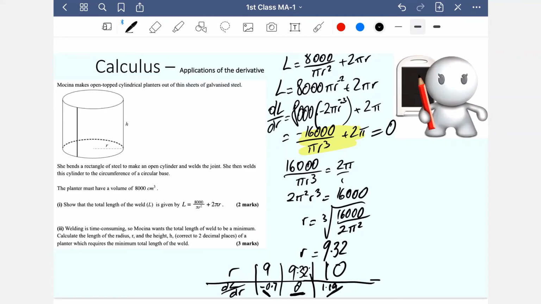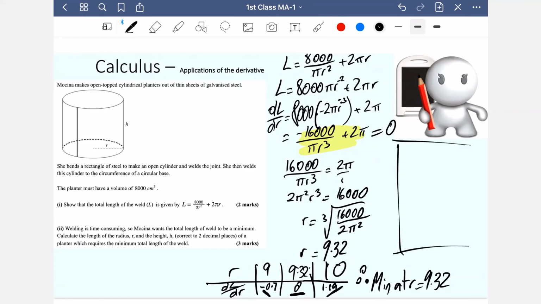Right, now based on these, I can summarize to say that therefore I've got a minimum at r is equal to 9.32, okay, which is what the question is asking me. Lastly, I need to find the value of h. So h is equal to 8,000 over pi r squared. I got that from part 1, by the way.